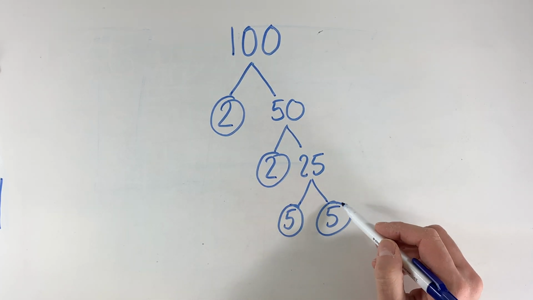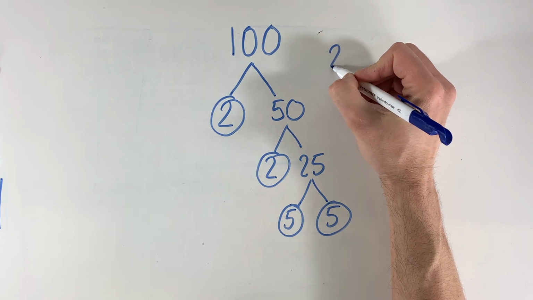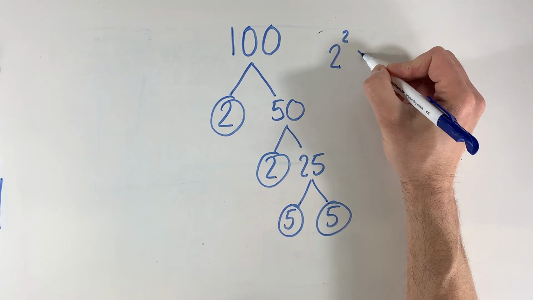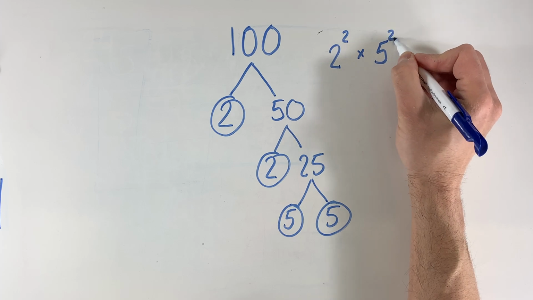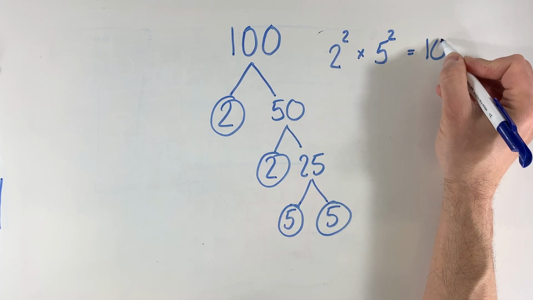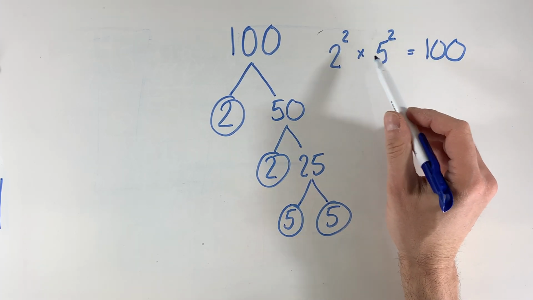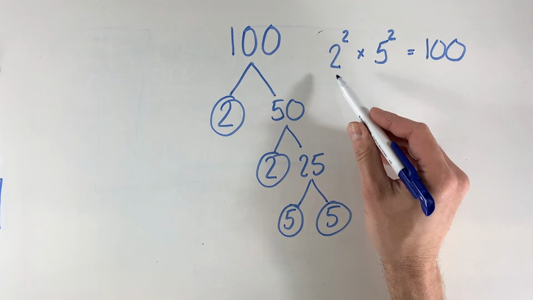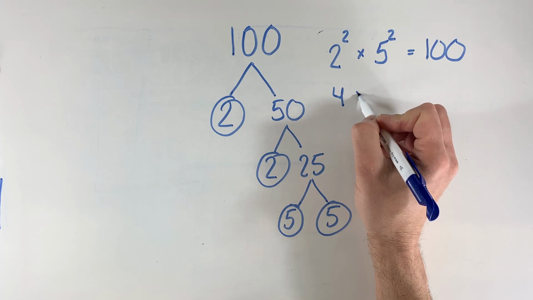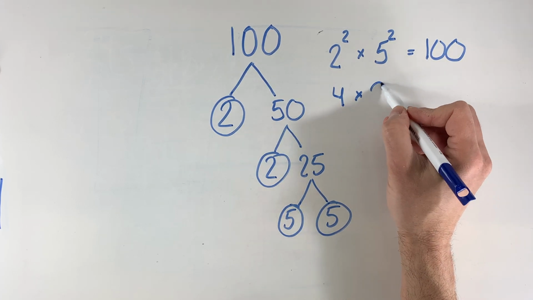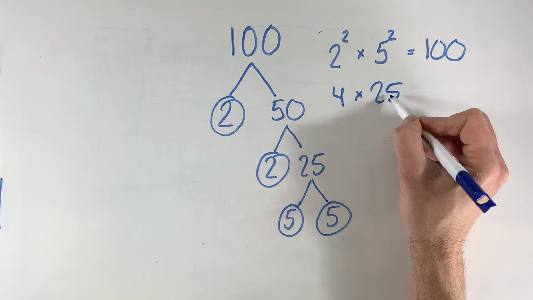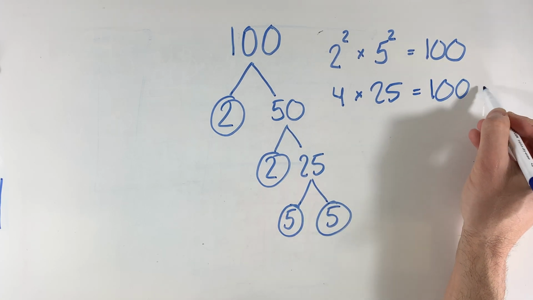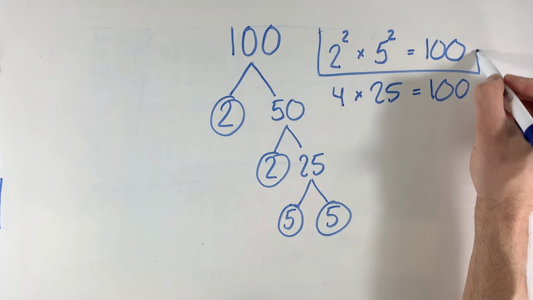So the product of the prime factors here will be written as 2 squared times 5 squared equals 100. It's always a good idea to check that this actually multiplies to 100. So 2 squared is 4, times 5 squared is 25. 4 times 25 is 100. So this is the correct answer.